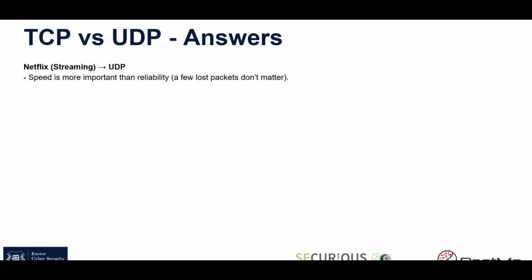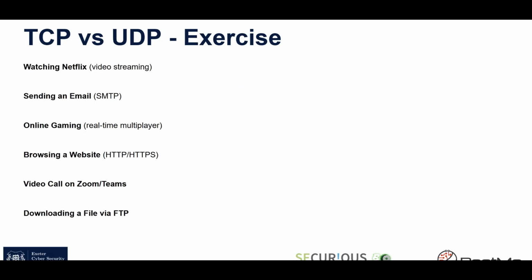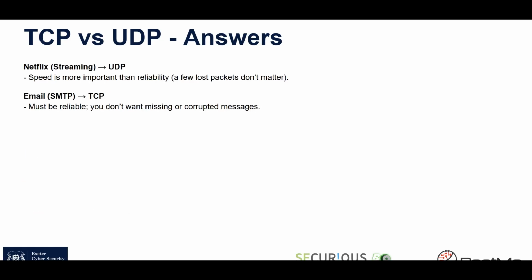Next one, sending an email. If you send an email, who thinks it's UDP? Who thinks it's TCP? Marvelous. So an email will be TCP. As we said before, it needs to be reliable. You don't want half of your message being cropped out of what you send. So really, TCP is absolutely a requirement for emails.